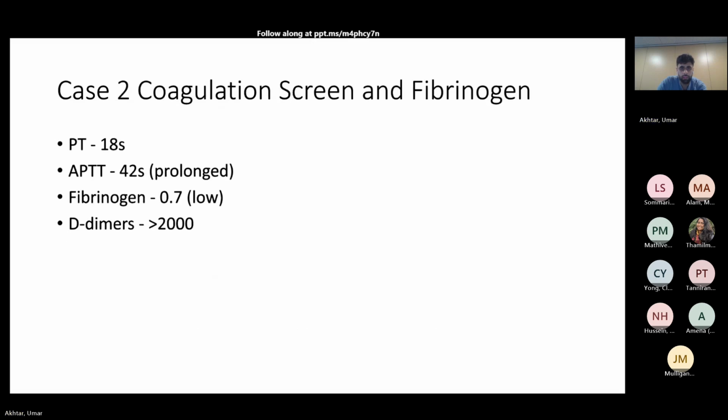Okay. So this is what the coagulation screen shows. We've got a PT of 18 seconds, which is slightly long, an APTT of 42 seconds, which is prolonged, fibrinogen of 0.7, which is quite low, and a D-dimer of 2000, which is quite high in this case. Now, does anyone want to talk me through these findings and what they could mean in the context of the presentation?